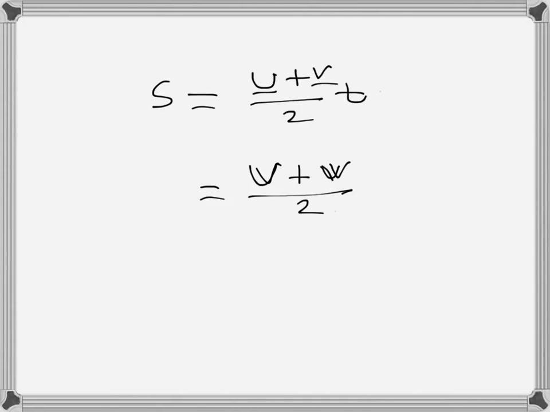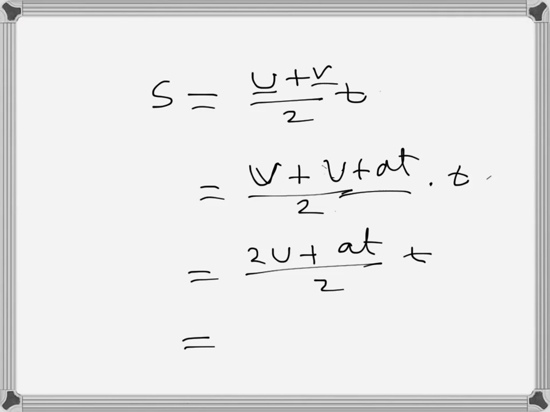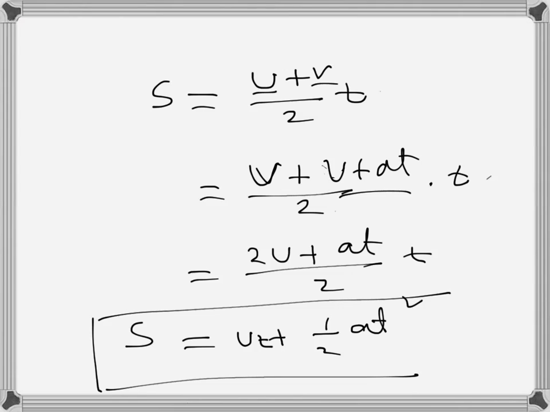So what I will do here, instead of writing v, I will write u plus at, and here it will still remain t. So this is becoming 2u plus at over 2 times t, or it is ut plus half at square. This is another equation which we will often use, which is relating the distance traveled with initial velocity, time and acceleration. We don't need to know the final velocity.